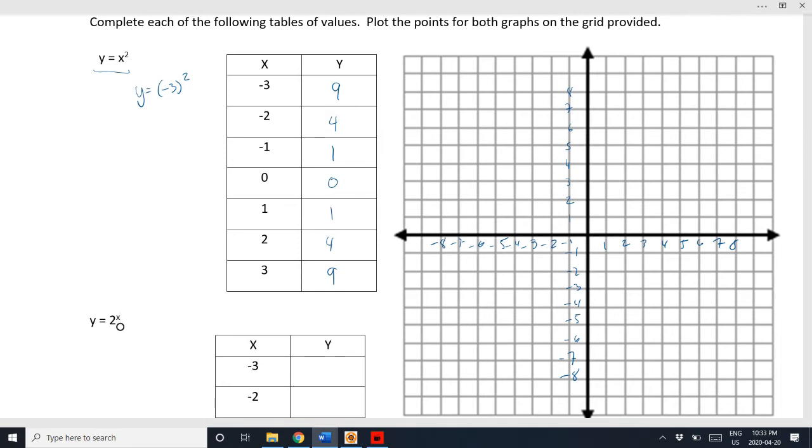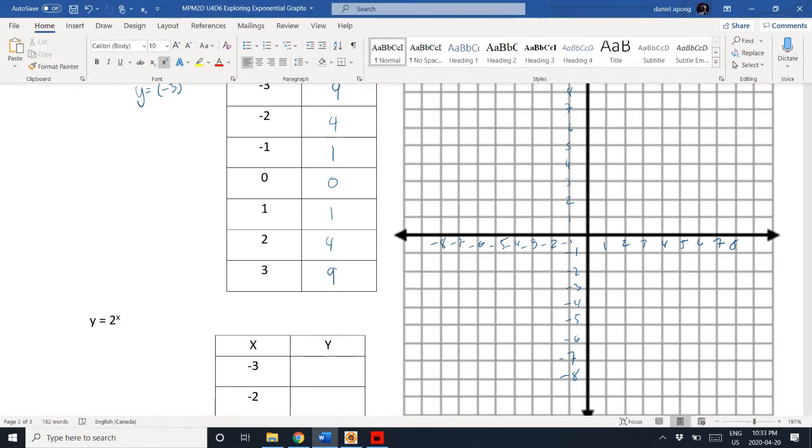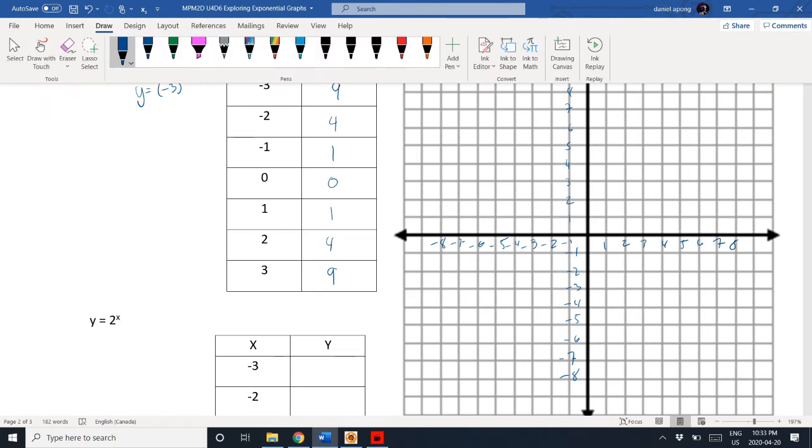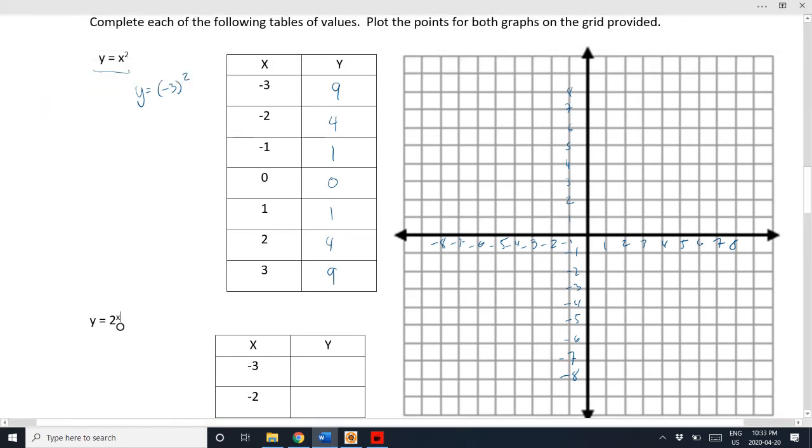So let's go ahead and plot our first points, and I'm just going to change colors so you can see it a little bit more clearly against the dark colors of the grid. Our first point is negative 3, 9. The next point is negative 2, 4, then negative 1, 1, then 0, 0, 1, 1, 2, 4, 3, 9. And here we see the familiar shape of a parabola.